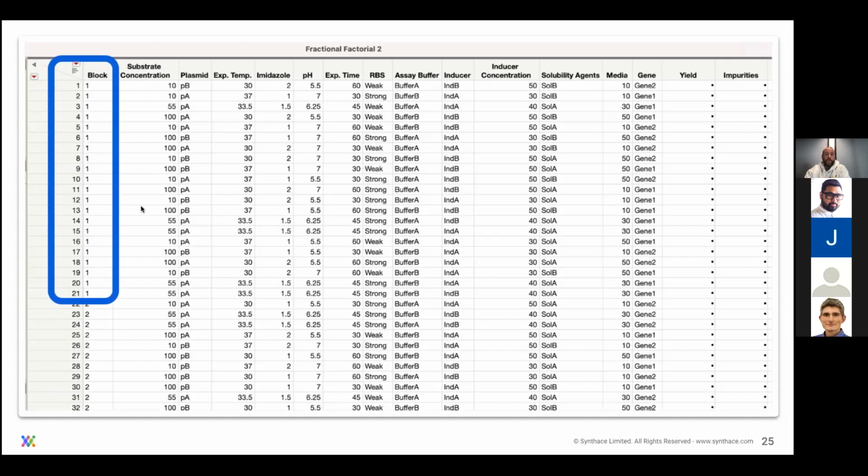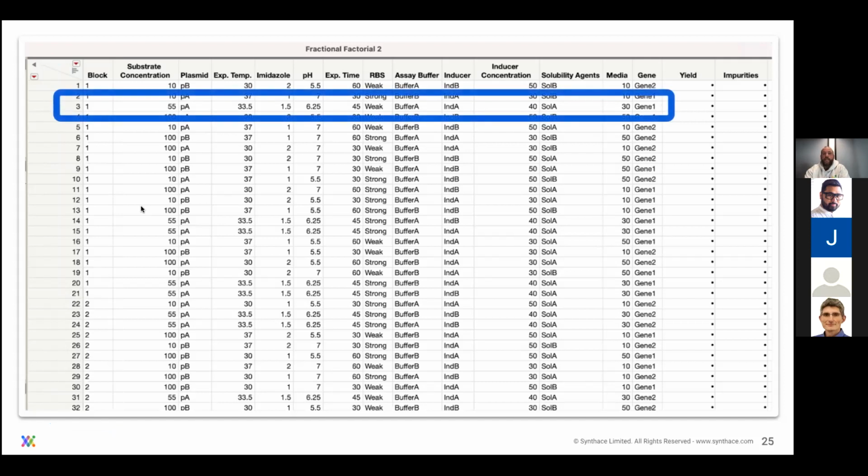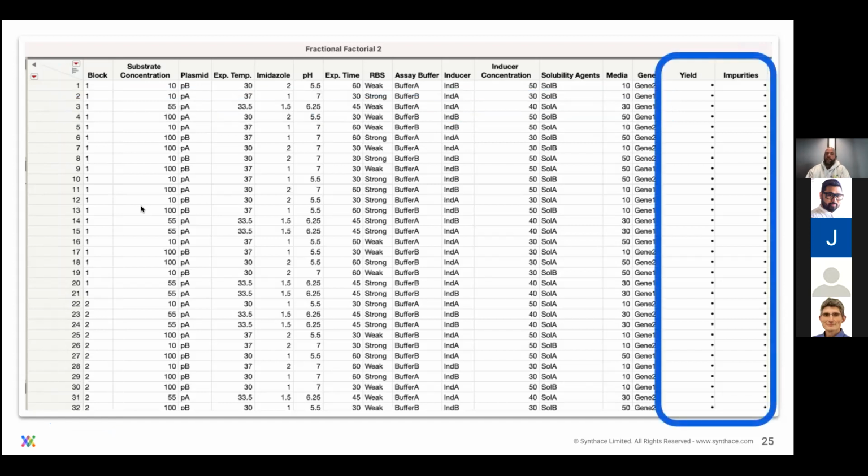These are the blocked run conditions. We run these experiments on day 1, for example, and these runs on day 2. This is an example of a center point run within the first block, and you can see the numerical values are set to the midpoint of their range. And the spreadsheet is ready for us to input the measured response for each run once we have completed the experiments. Populated with results, this DOE experiment is then ready to be analyzed in the statistical software.